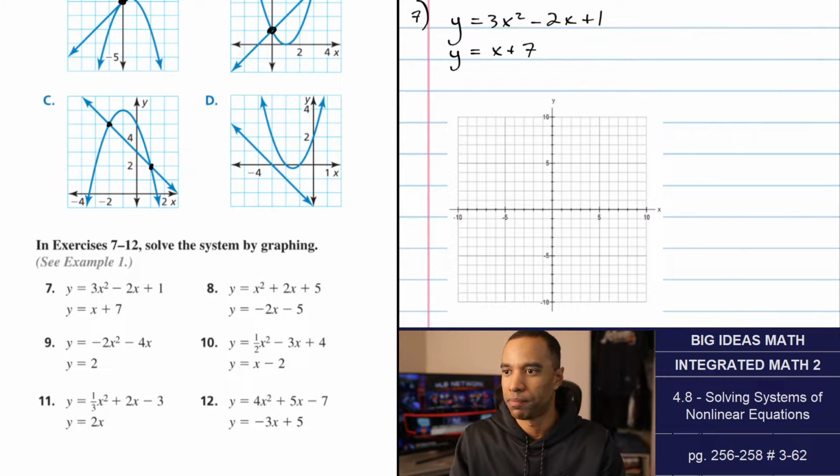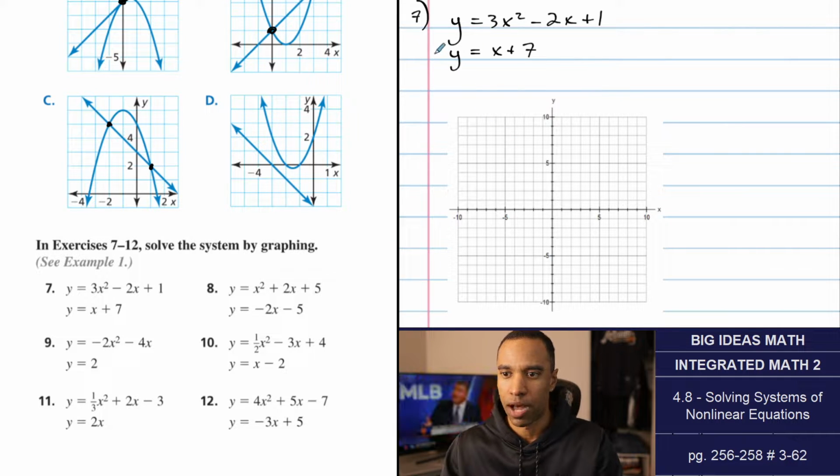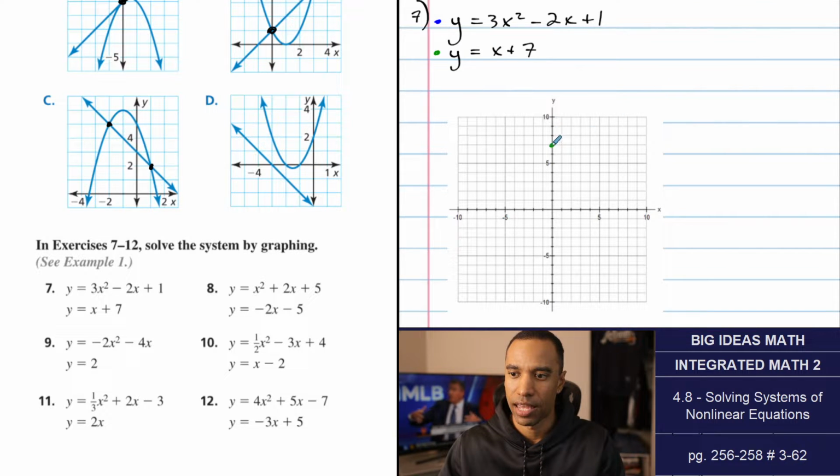So this will be, let's use green for the bottom, blue for the top. So for the bottom one, I have a y-intercept of 7 and a slope of 1. So I just get to rise and run 1 like this.